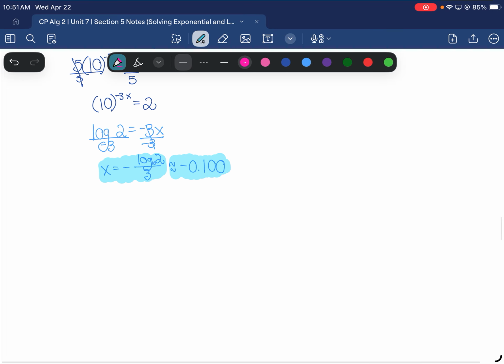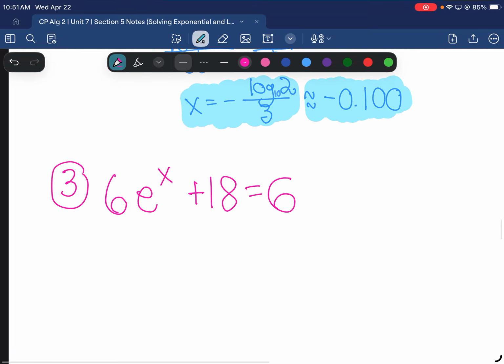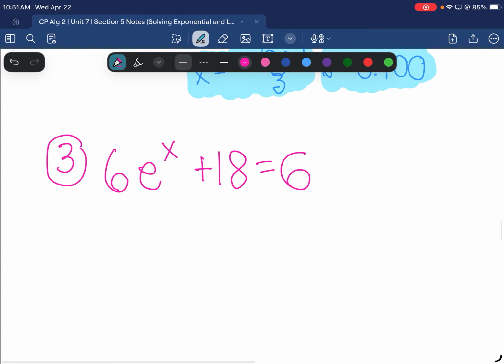Okay, here's number 3. 6 e to the x power plus 18 equals 6. My goal, first of all, is to get e to the x by itself. So, do you have a question?